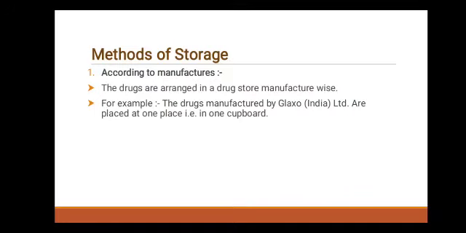Methods of storage. There are three methods of storage. First, according to manufacturer. Second, according to pharmacological action. And third, alphabetically. Let us see first, according to manufacturers. The drugs are arranged in a drug store manufacturer-wise. For example, the drugs manufactured by Glaxo India Limited are placed at one place, that is, in one cupboard.